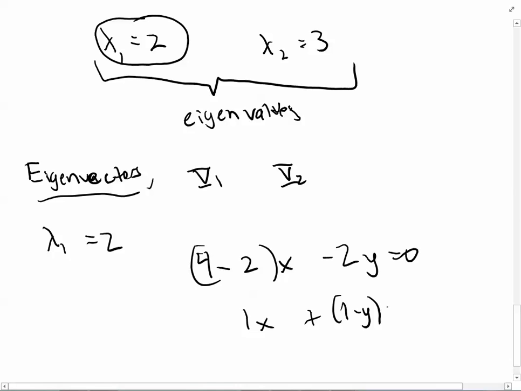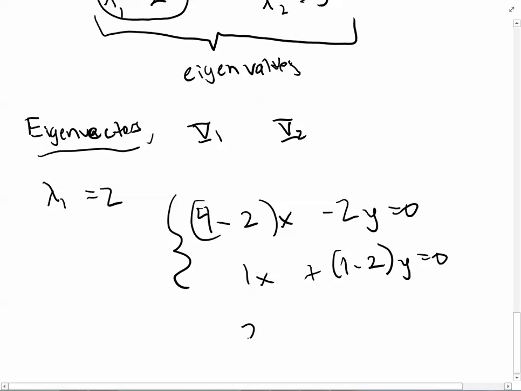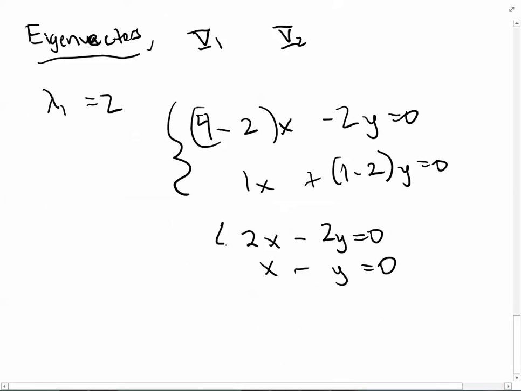And so this gives me 2x minus 2y equals 0, and it gives me x minus y equals 0. So those are my two equations based on this particular eigenvalue, based on what we call the characteristic polynomial, and that's where we had to solve for our lambda. That thing was called the characteristic polynomial. Okay, so this is great, but notice now that this equation and this equation are exactly the same equation.